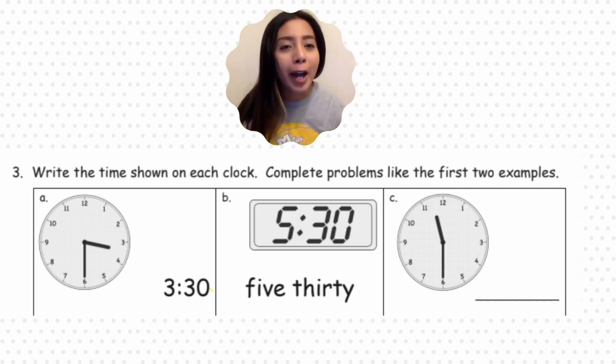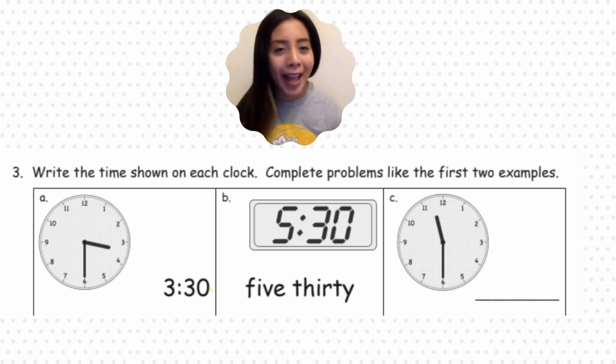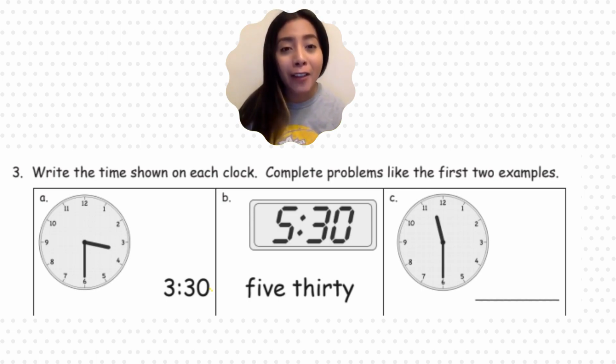Do you remember how many minutes have passed when that minute hand is on 6? Hmm, 30 minutes have passed. So we are at 11:30. So our answer for letter C is 11:30.